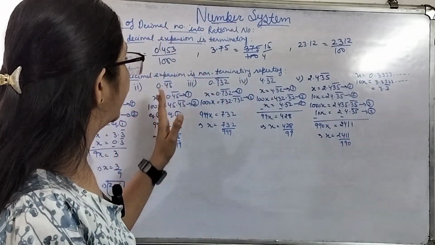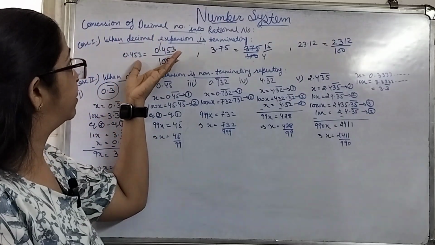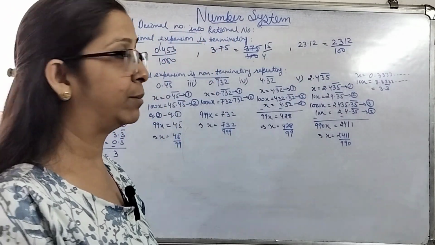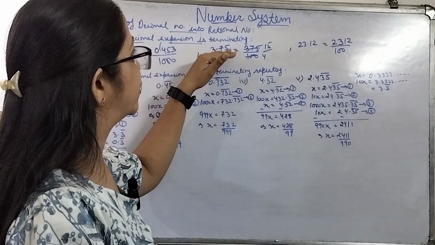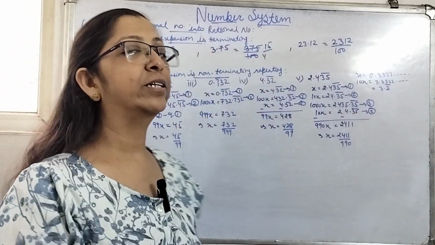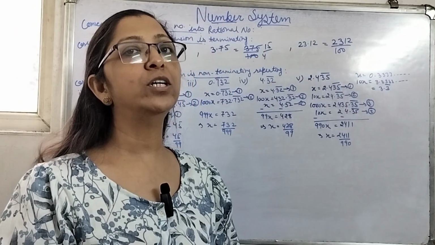So this is how we can represent decimal numbers in terms of rational numbers. That means if a decimal representation is given to us, we can convert it into the form of P upon Q.